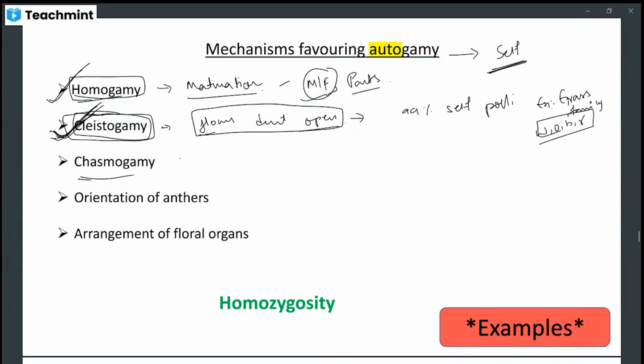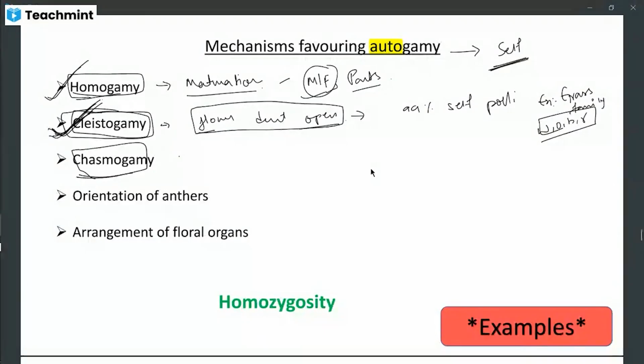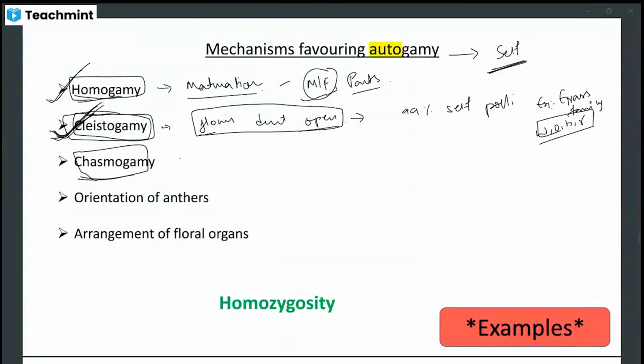And what do you mean by chasmogamous condition? Flowers open. Yeah, chasmogamous, tell me. Flowers open after pollination. Okay, so flowers open only after pollination, right? Only pollination ensures flower opening. This is one mechanism which promotes self-pollination.